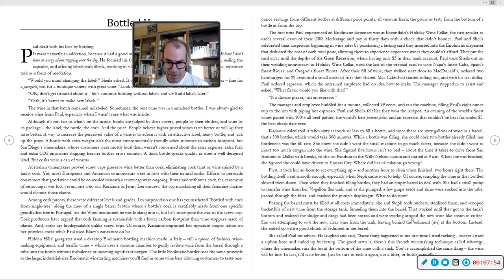He laughed and said, "Same thing happened to me first time I tried racking, except I used a siphon hose and ended up bucketing." The good news is, there's this French winemaking technique called batonnage, where the winemaker stirs the lees at the bottom of the wine with a stick. You've accomplished the same thing. The wine will be fine. In fact, it'll taste better. Just be sure to rack it again, use a filter, or bottle carefully.